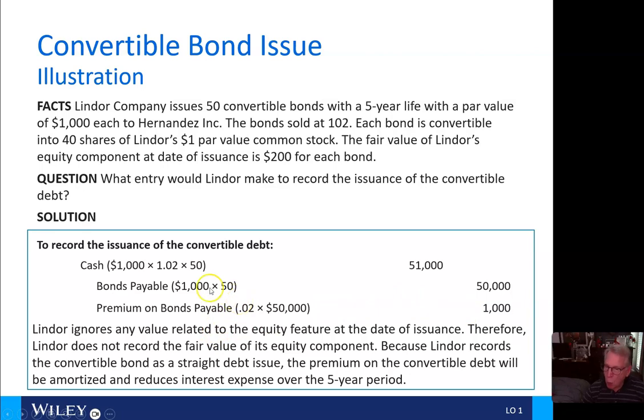Lindor is going to ignore any value related to the equity feature at the date of issuance. Therefore, Lindor does not record the fair value of its equity component. Because Lindor records the convertible bond as a straight debt issue, the premium on the convertible debt will be amortized and reduces interest expense over the 5-year life of this bond. So pretty straightforward there.